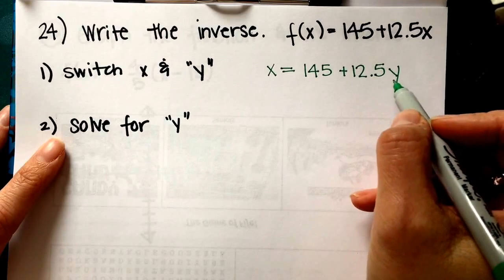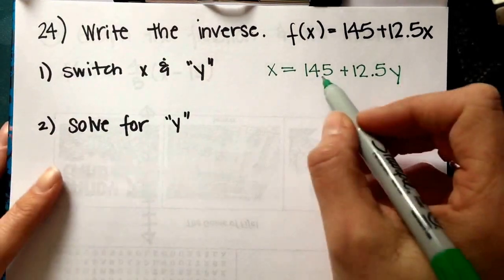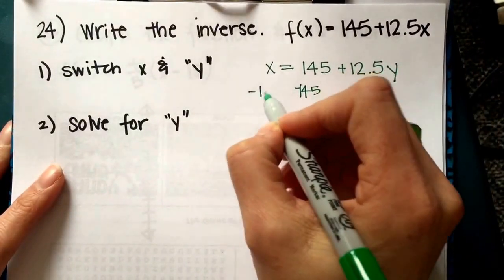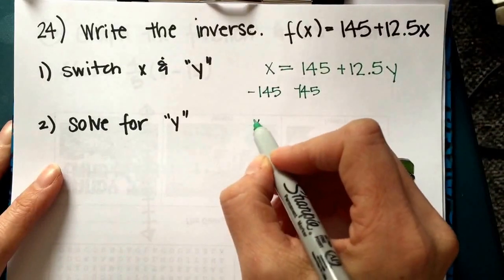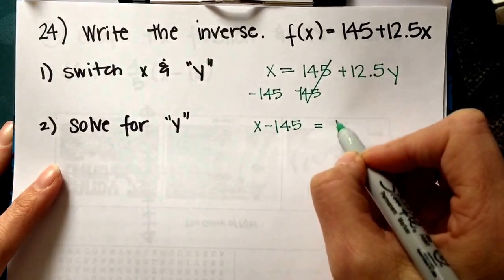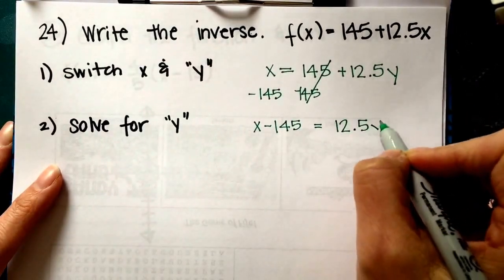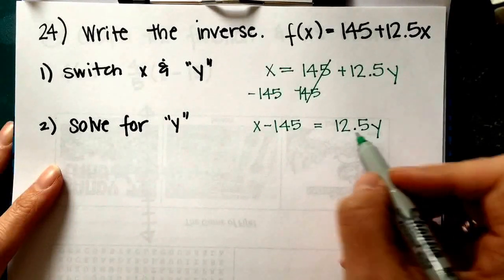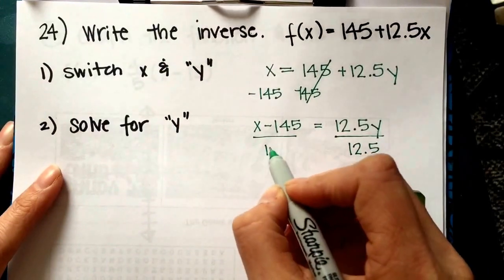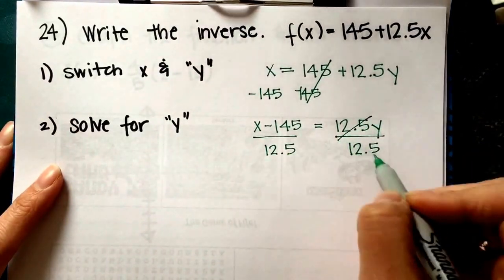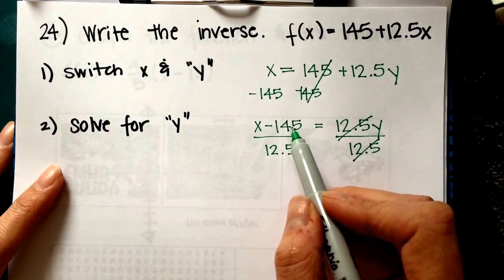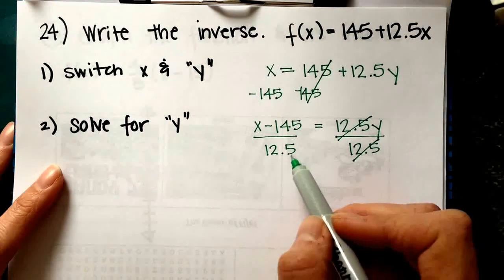So I'm going to solve for y now the way you would a regular algebra problem. Subtract 145 from both sides. x minus 145, those cancel, equals 12.5y. To move 12.5, divide that from both sides. So those cancel. You can separate this and write x over 12.5 minus 145 over 12.5, or you can leave it like that.